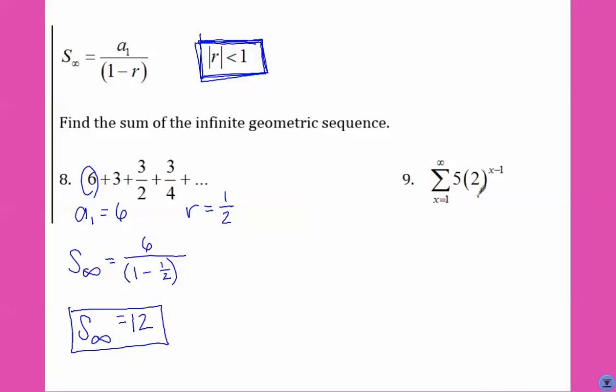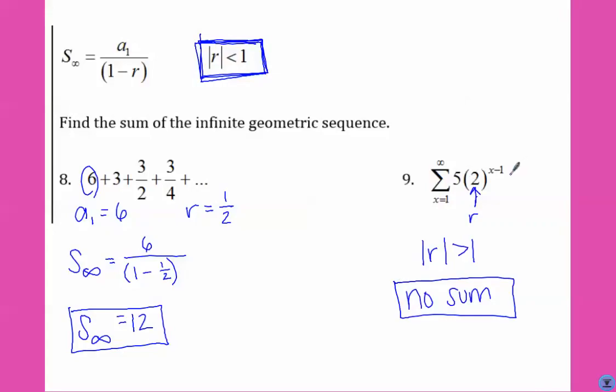Now, what if our common ratio is bigger than 1? If the absolute value of your ratio is greater than 1, then there is no sum. In that case, your numbers just keep getting bigger, and therefore you would be adding forever, and it would never stop making a difference in the number.